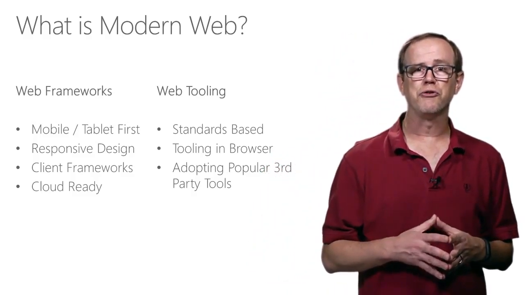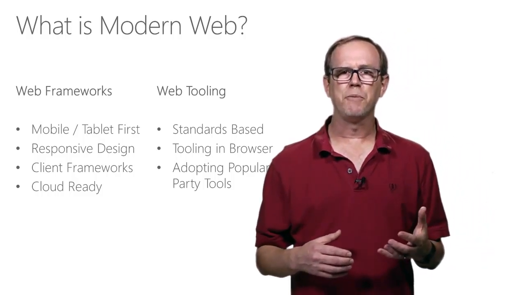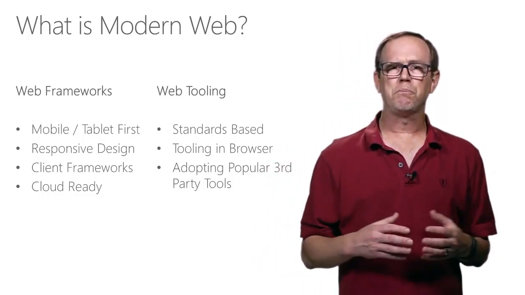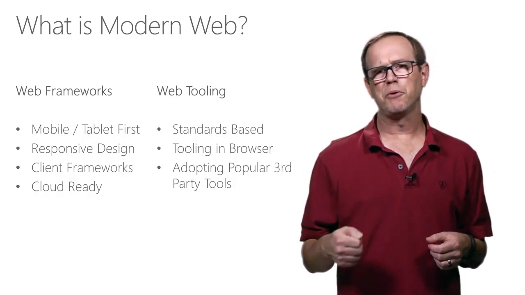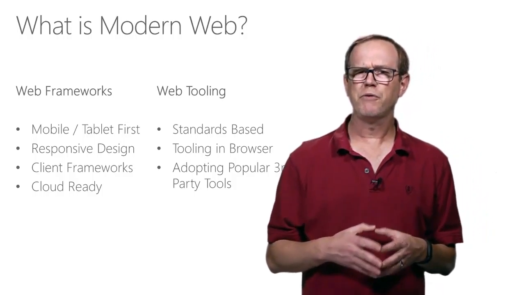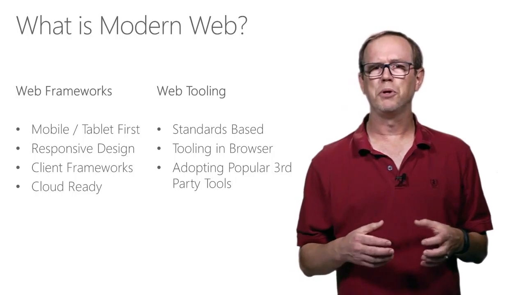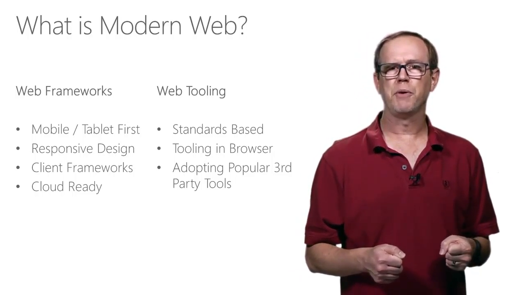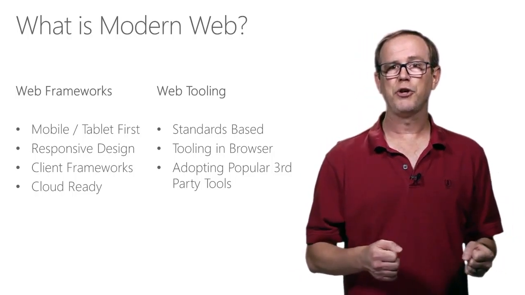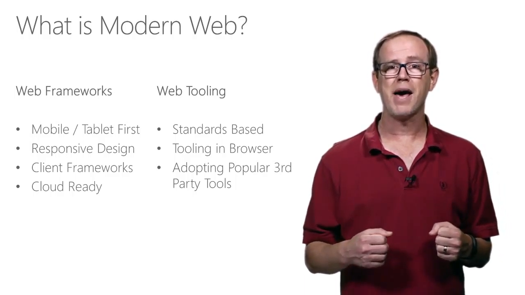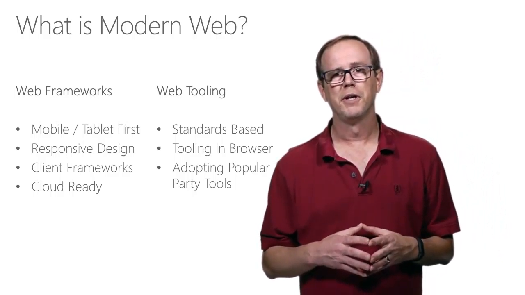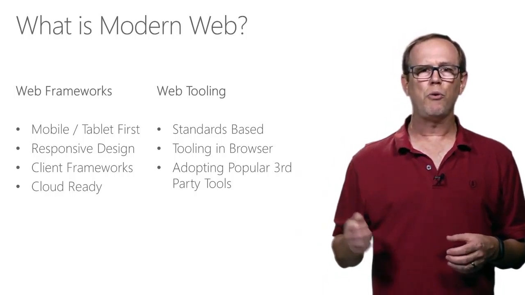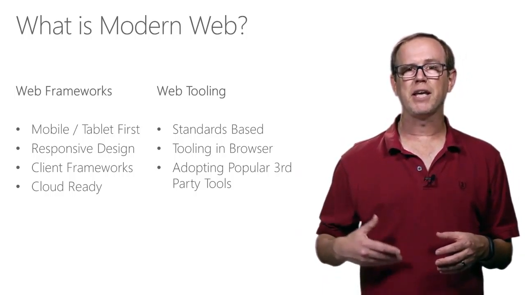Another thing that's important to us as part of ASP.NET is client frameworks. Recently, frameworks like Angular and Ember have become very popular. And one of our goals with ASP.NET 5 is to let you build an ASP.NET application that generates both the server side and the client side for those frameworks for you automatically, so you get the best of both worlds.